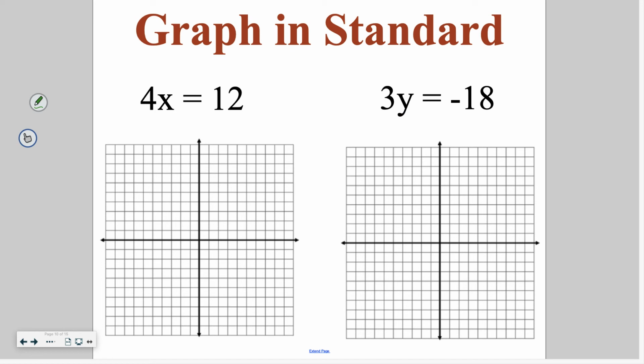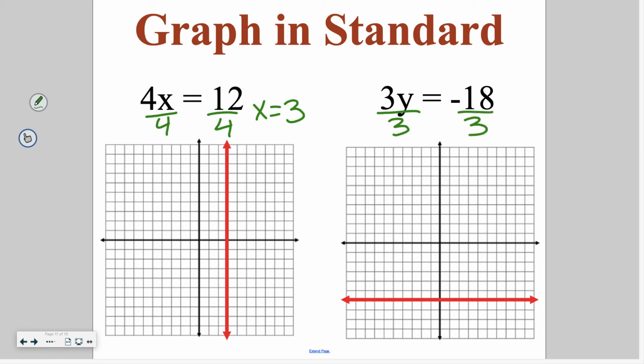Go ahead and try graphing these two on your own. When we solve this first one, we need to divide by 4 on both sides, so I get x is equal to 3. So that's a straight vertical line at x is equal to 3. On the y, I'm dividing by 3, and I get y is equal to negative 6. So I get a straight horizontal line at negative 6.